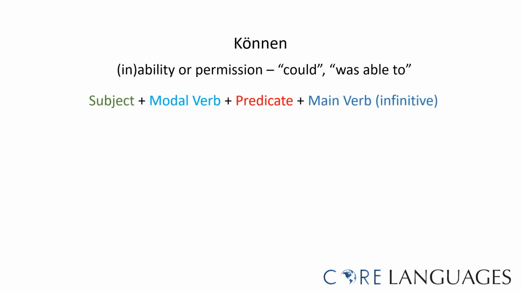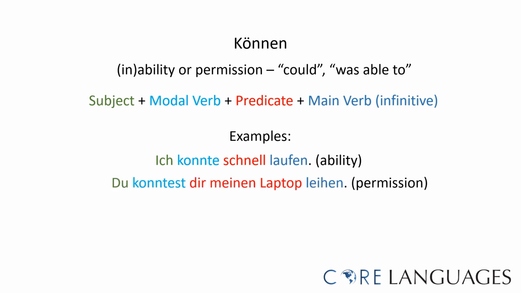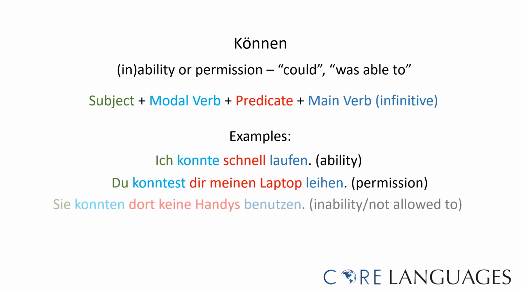The modal verb können can be used to express the ability or inability, but also to give someone permission. And the past tense translation would be could or was able to. For example, zum Beispiel, ich konnte schnell laufen. I was able to run fast. Du konntest dir meinen Laptop leihen. You could borrow my laptop, or you were able to, or you were allowed to borrow my laptop. Sie konnten dort keine Handys benutzen. They were not able to use cell phones there.